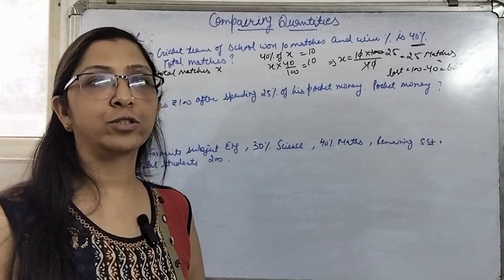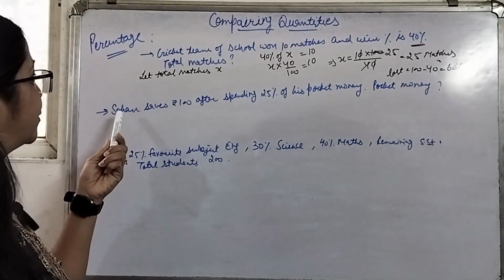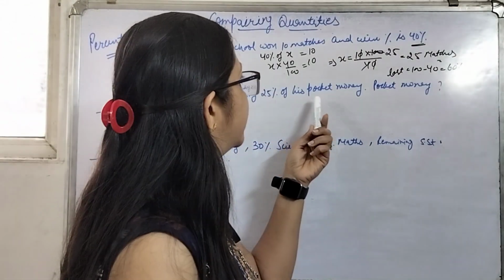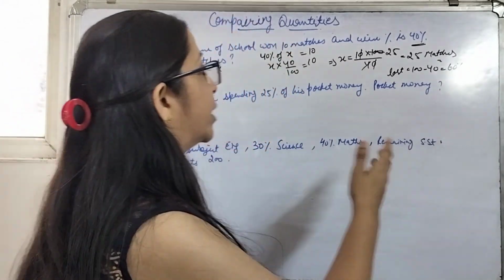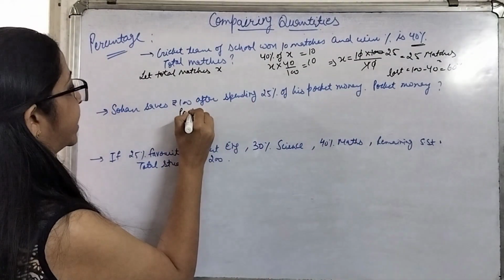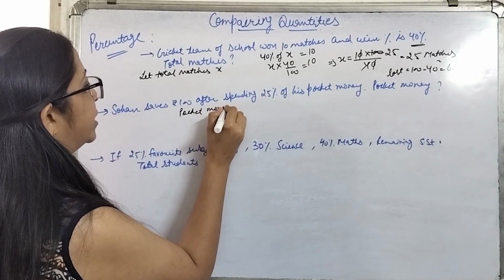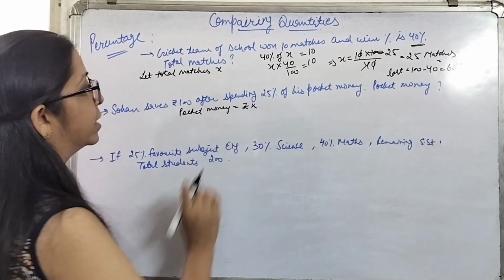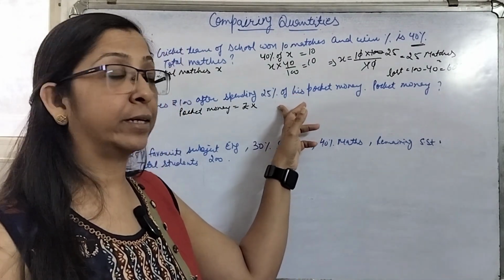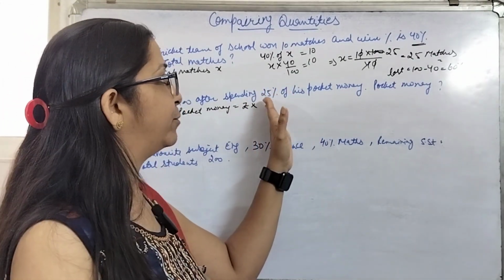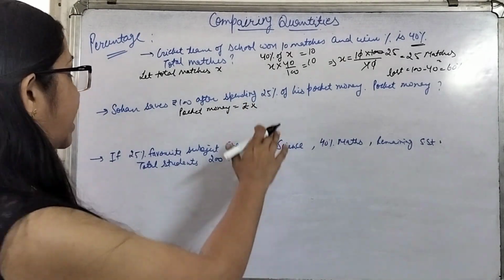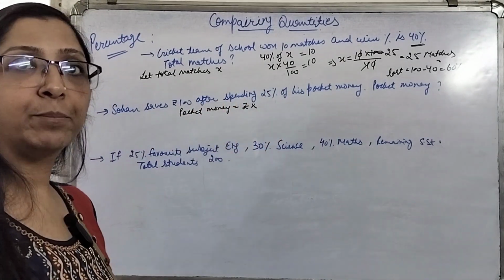Now, if Sohan saves rupees 100 after spending 25% of his pocket money, what was the pocket money? Suppose we assume the pocket money was X. Pocket money of Sohan is rupees X. Now, he is spending 25% of his pocket money, so how much is he saving? Obviously, he is saving 75% of the pocket money.